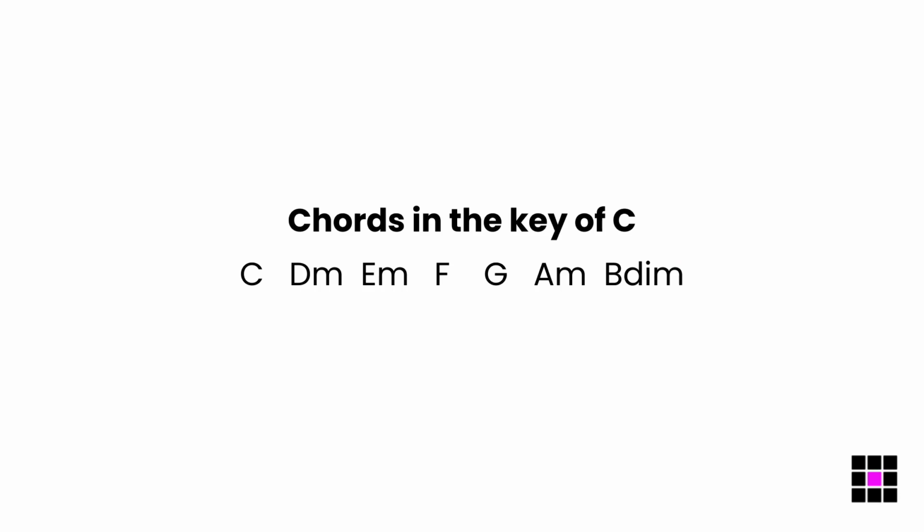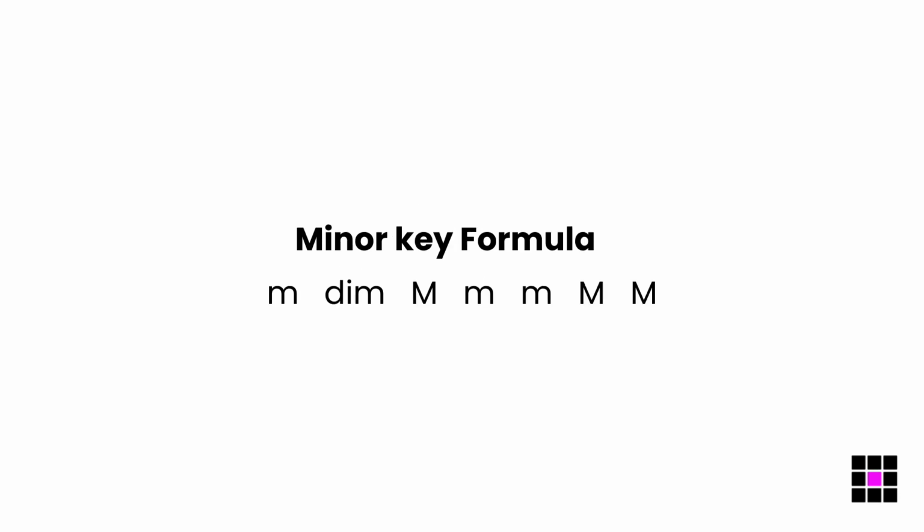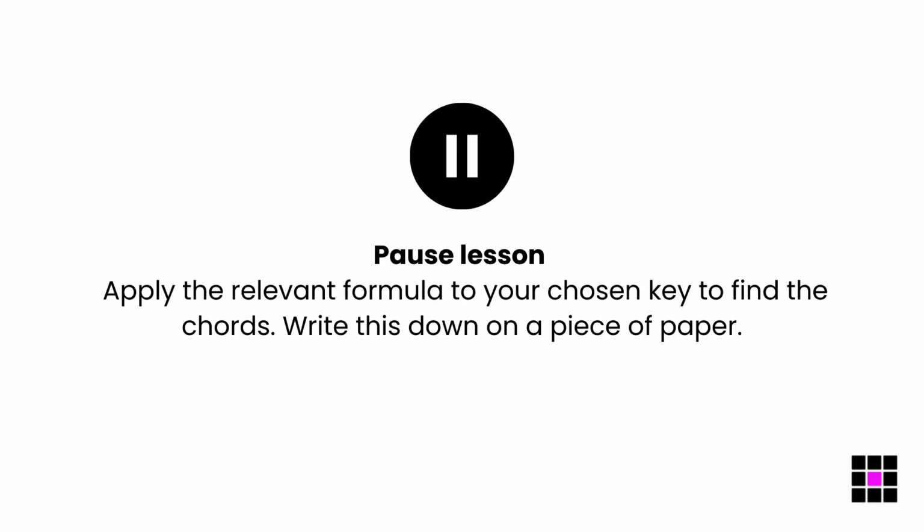Now, if my key had been a minor key as opposed to a major key, I would use a different formula. The formula for minor keys is minor, diminished, major, minor, minor, major, major. Pause this lesson now and take a moment to apply the relevant formula to your chosen key. You'll want to write this down on a piece of paper so you've got it in front of you for the next part.